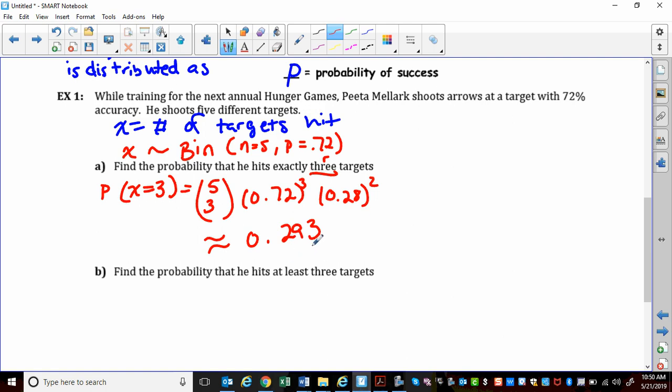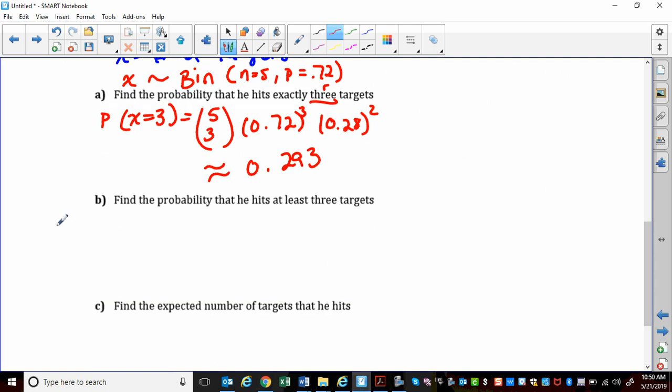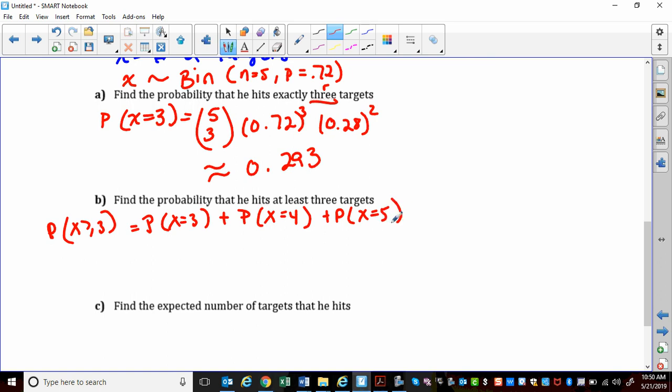Find the probability that he hits at least 3 targets. So 3 targets or more. So 3, 4, or 5. Because he's shooting 5 different targets. That's why I'm going to go from 3 to 5. Alrighty, so the probability that X is greater than or equal to 3 is the probability that we have X equals 3, plus the probability of X equals 4, plus the probability that he gets all 5. And I'm just going to use a formula each time.